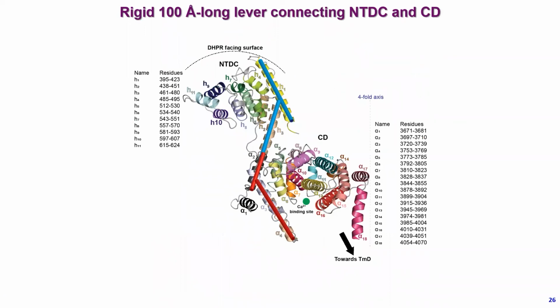We discovered a rigid lever about 100 angstrom in length connecting the DHPR facing surface of the protein to the interior of the protein very close to the calcium binding site. The conformation of this lever, which is composed of 2 alpha helices from NTDC and 2 alpha helices from the central domain, is altered in mutant RyR1 and might explain the change in RyR1 DHPR coupling.